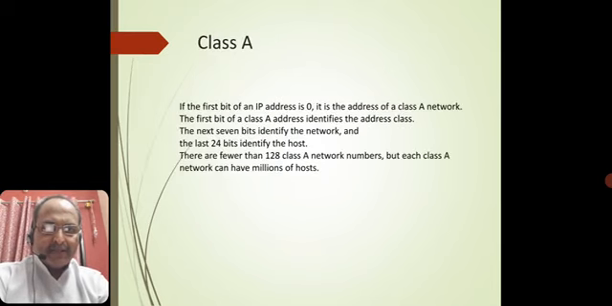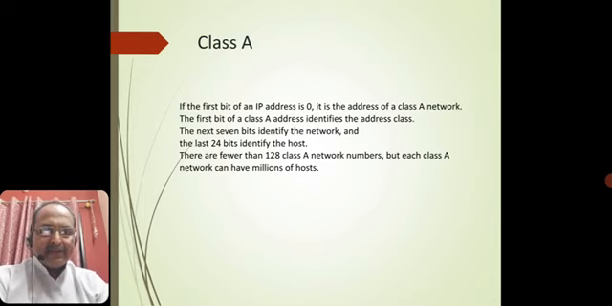Now in class A, the first bit of an IP address is 0. It is an address of a class A network. It is always necessary to identify each and every class with the first initial number, and easily by seeing the initial number, we can trace out which particular IP address falls in the category of class A. Easily, by seeing an IP number, the class of that particular address can be traced out. The first bit of a class A address is identified with the address class.